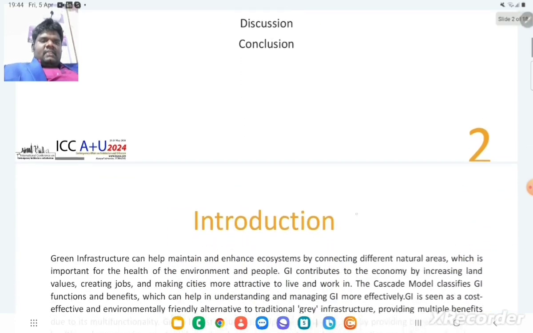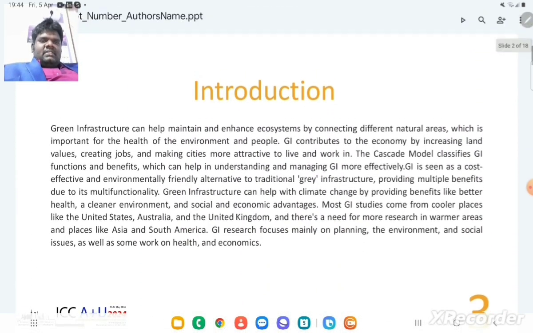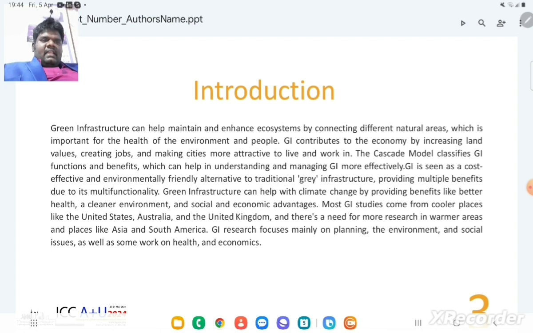will see the conclusion. So the introduction: green infrastructure can help maintain and enhance ecosystems by connecting different natural areas, which is important for the health of the environment and people. Green infrastructure contributes to the economy by increasing land values. So it increases land values, it creates jobs, it makes cities more attractive to live in and work within. It is a cascade model.